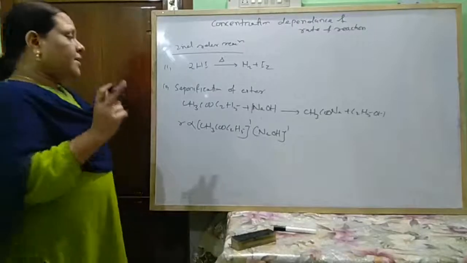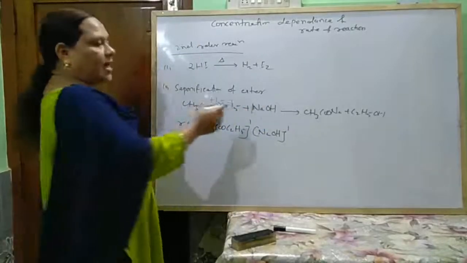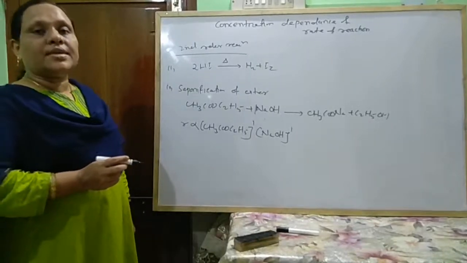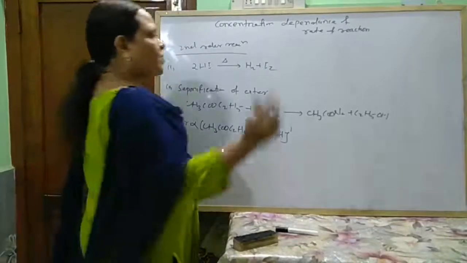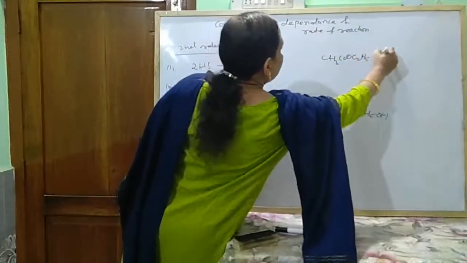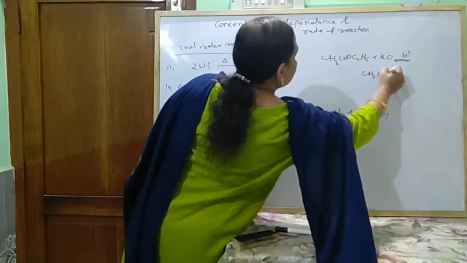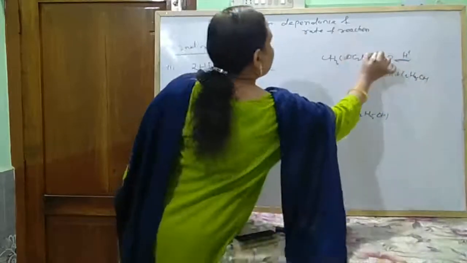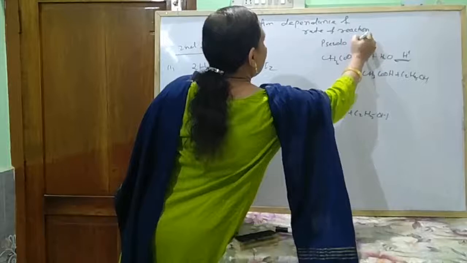But here I want to say another thing about ester. This is alkaline hydrolysis of ester, which is a second order reaction, but the acidic hydrolysis of ester is a first order reaction, called a pseudo first order reaction. Look here: CH3COOC2H5 plus water with H plus gives CH3COOH plus C2H5OH. So this is a pseudo first order reaction.